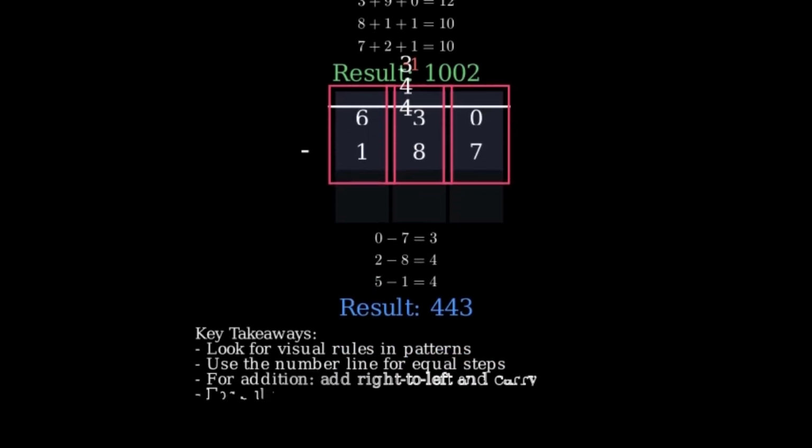We've seen visual patterns with shapes and numbers, used the number line to visualize equal jumps, and worked through 4 examples, each of 3-digit addition and subtraction with carrying and borrowing. To practice more, try making your own square or triangular patterns and predict the 10th term, and practice more stacked addition and subtraction problems. Thanks for watching.